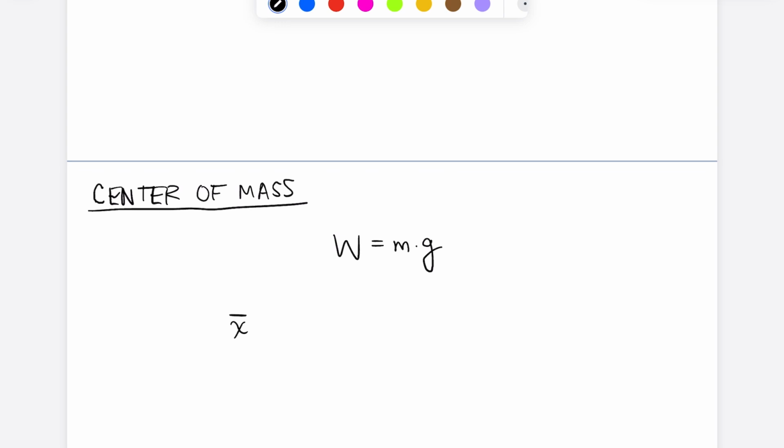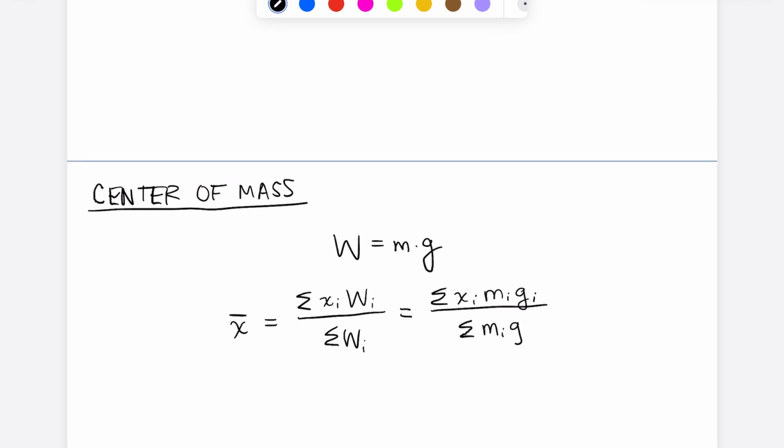So my center of gravity, which we've already defined, is the sum of xi times the weights divided by the sum of the weights. If I replace those weights with m times g, then my equation becomes the sum of xi mi gi divided by the sum of mi gi.